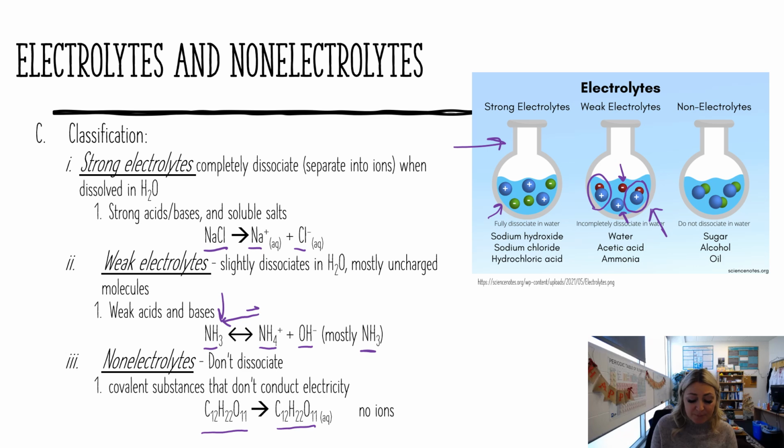It will not separate into any ions. It will remain completely unchanged. So sugar is an example of this. That's not to say that you wouldn't get water surrounding it. It can interact with water. It's just not going to dissociate into ions. And because it doesn't dissociate into ions and there's no charge, we're not going to get an electrical current to travel through that solution.